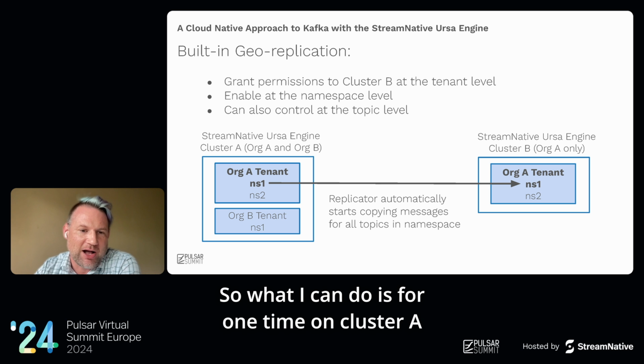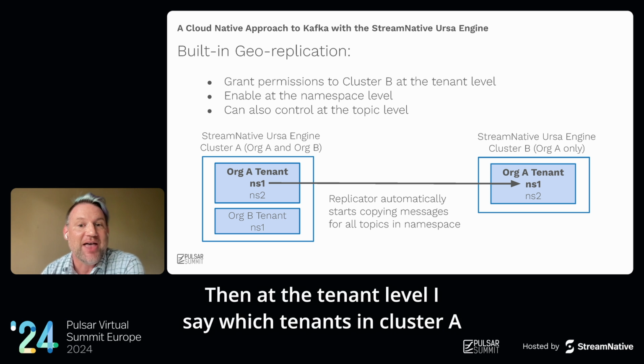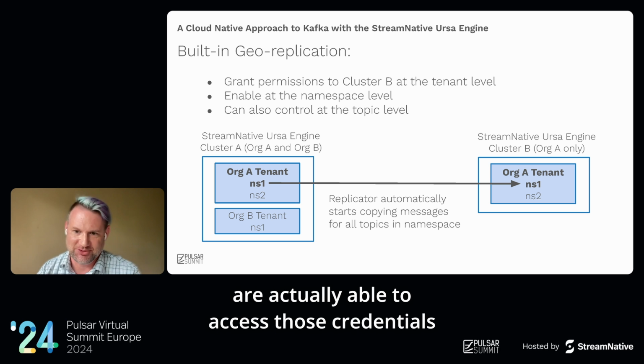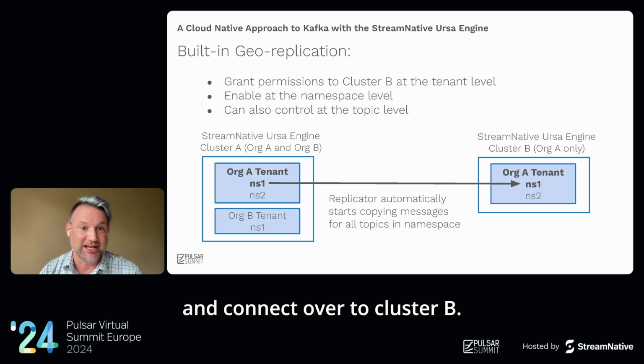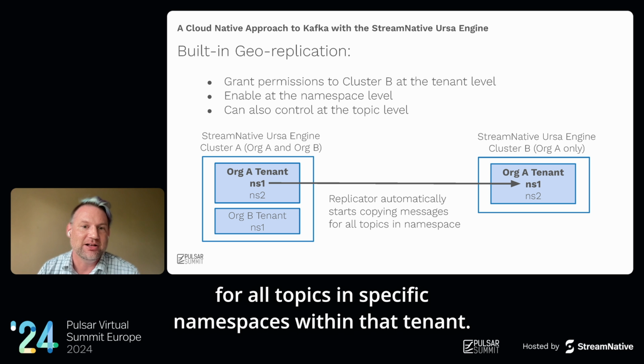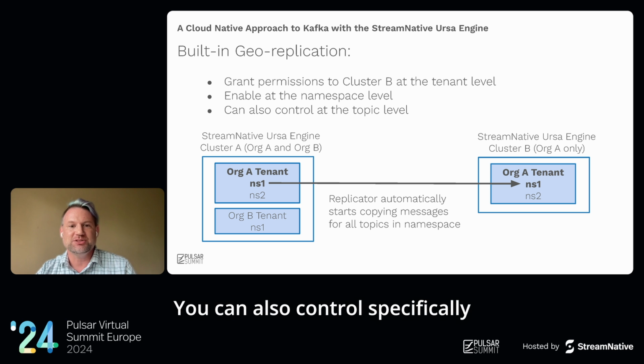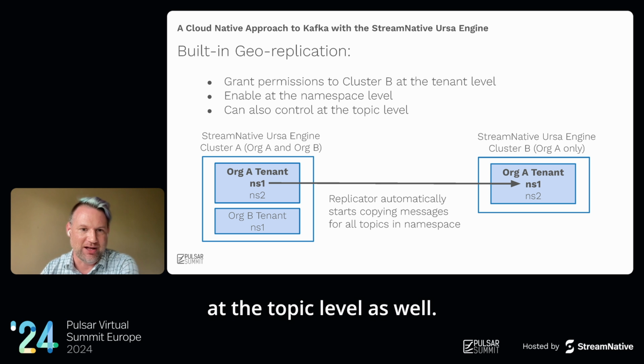So what I can do is, for one time on cluster A, provide permissions into cluster B. Then at the tenant level, I say which tenants in cluster A are actually able to access those credentials and connect over to cluster B. So it's still at the tenant level that the security is granted. And then you enable geo-replication for all topics in specific namespaces within that tenant. So here it's namespace 1. You can also control it specifically at the topic level as well.